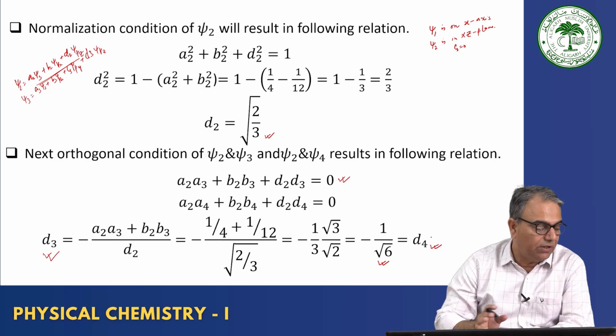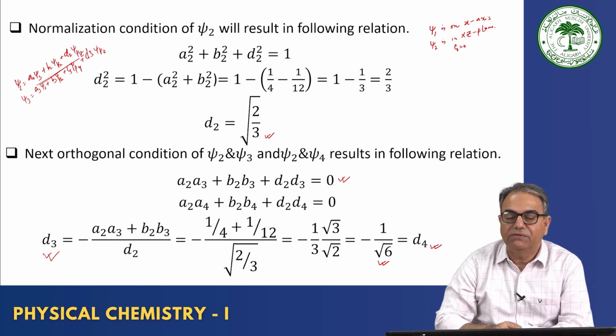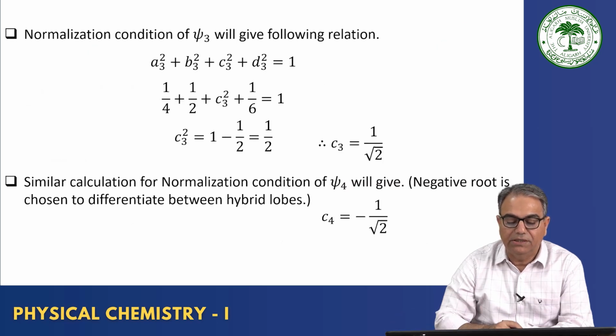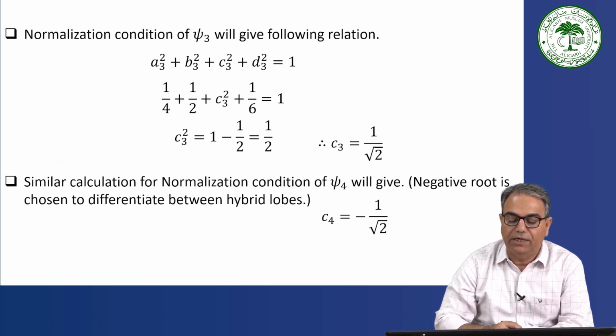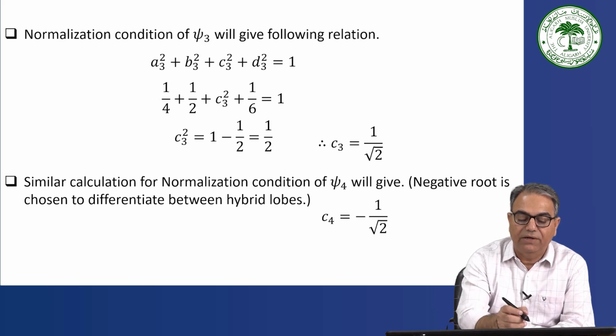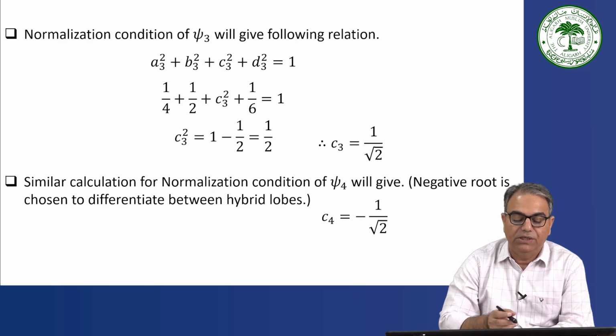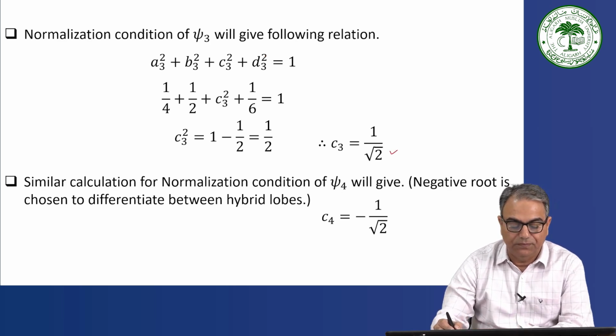So d3 and d4 are equal, and this is equal to minus 1 by root 6. Okay. I think we have done enough of this, and now if you write the normalization condition of psi 3, you can find out. So you have a3 value, you have b3 value, you have d3 value. The only value which you don't know is c3 value. So c3 value you can find, and it is 1 by root 2.